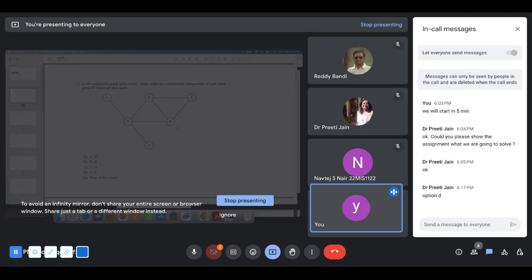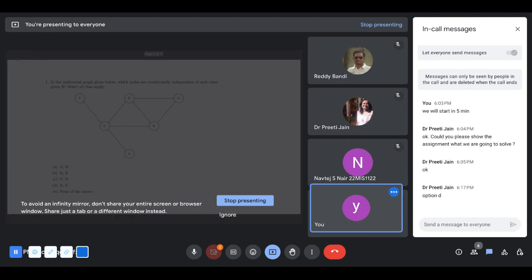Just if you remove B and all its edges, right? Now in all these options you can find a path. So A can reach D like this: A, C, E, and D. D and D anyways they are connected. C and D, C, E, D, A, F, A, C, F, right? So that's the thing.